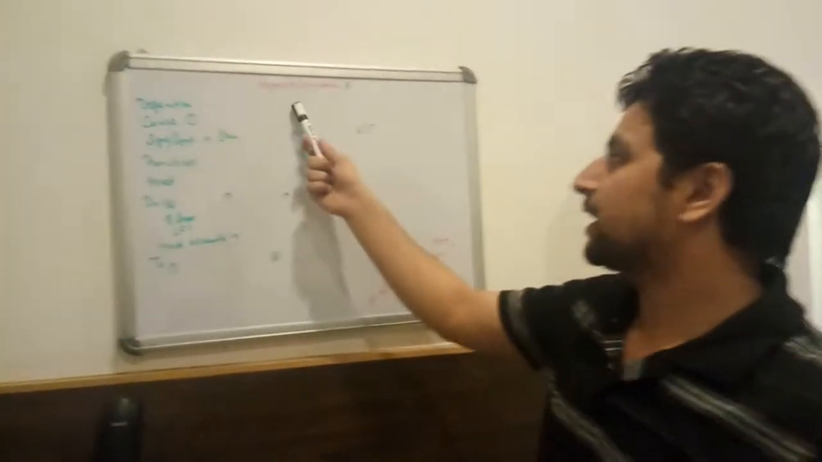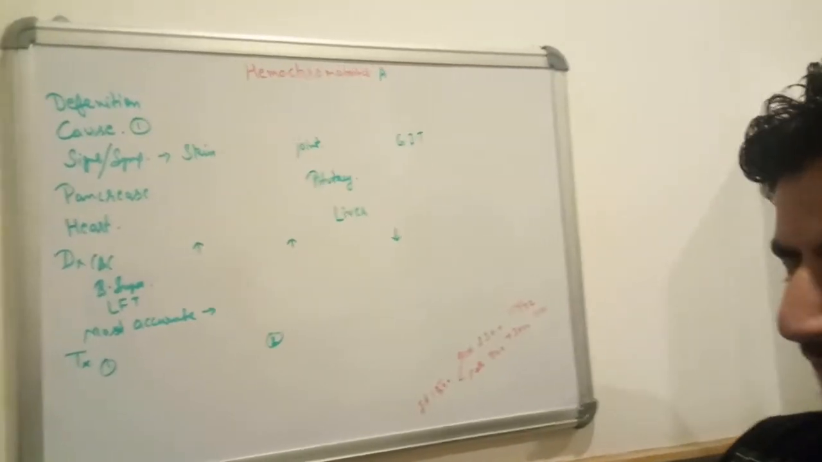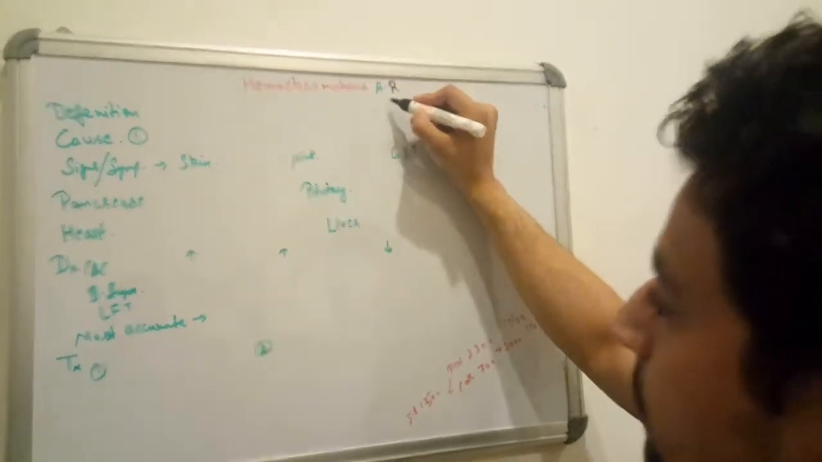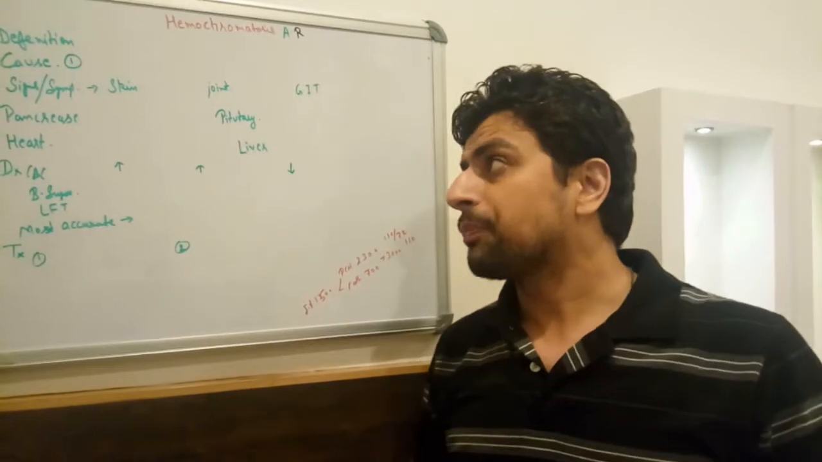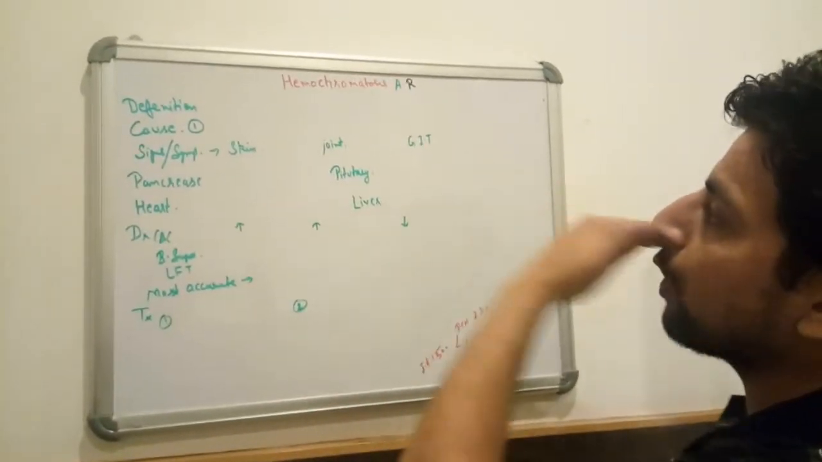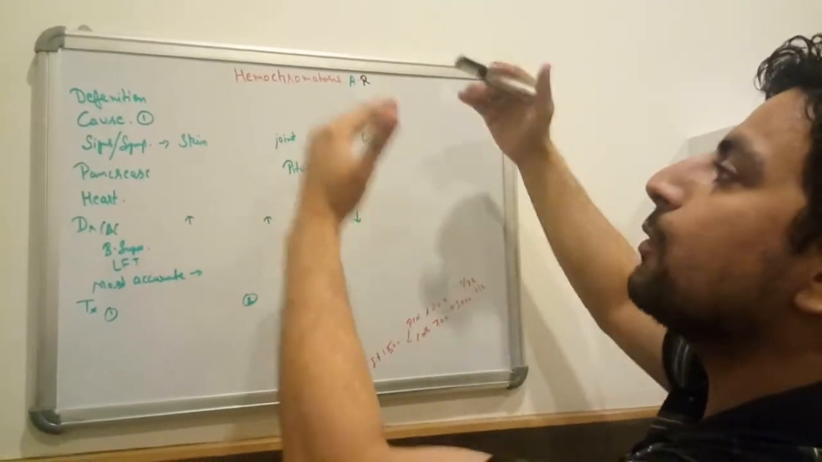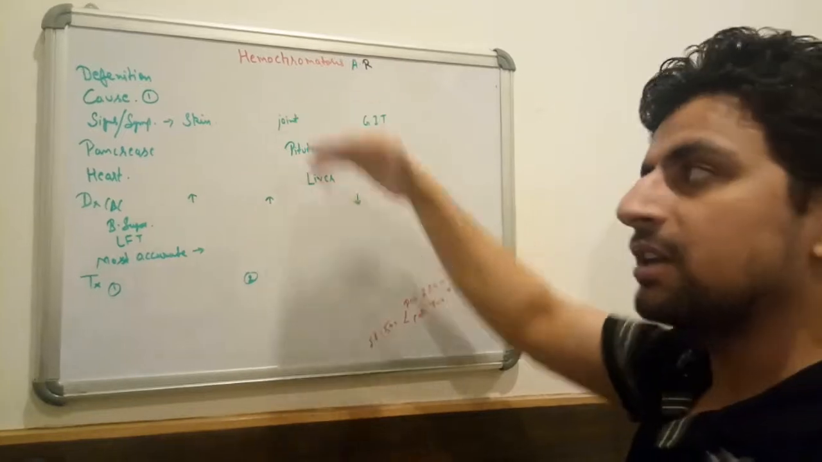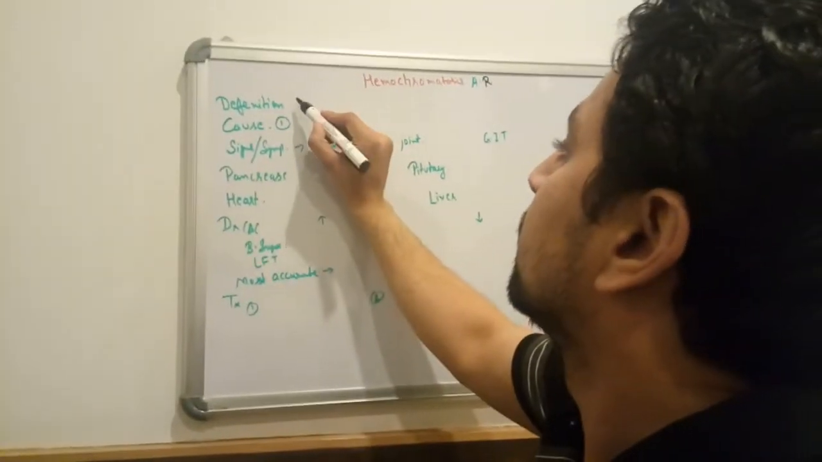Our today's topic is hemochromatosis. It is an autosomal recessive disorder. A represents autosomal, R represents recessive. So, what is the definition of hemochromatosis? Heme means iron. Chromo means color. But here it is the deposition of iron, excess deposition of iron in the body.